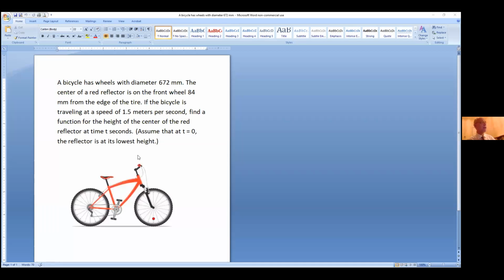Okay, a bicycle has wheels with diameter 672 millimeters. The center of the red reflector is on the front wheel, 84 millimeters from the edge of the tire. If the bicycle is traveling at a speed of 1.5 meters per second, find the function for the height of the center of the red reflector at time t seconds. Assume that at t equals 0, the reflector is at its lowest height.